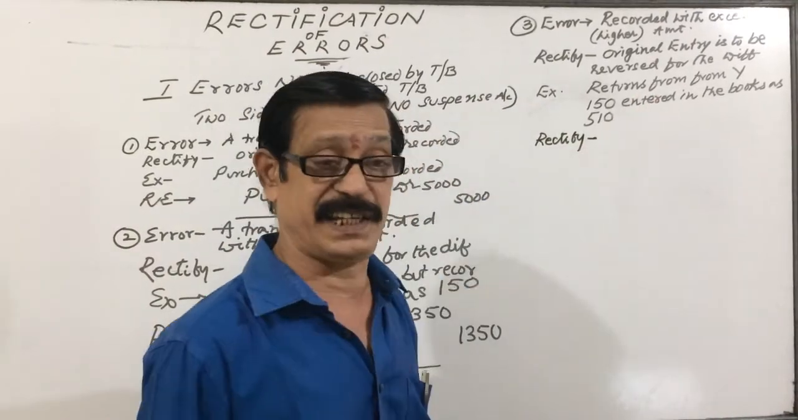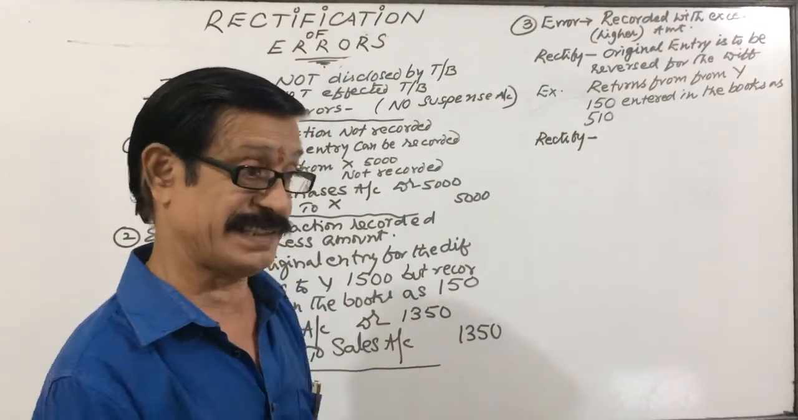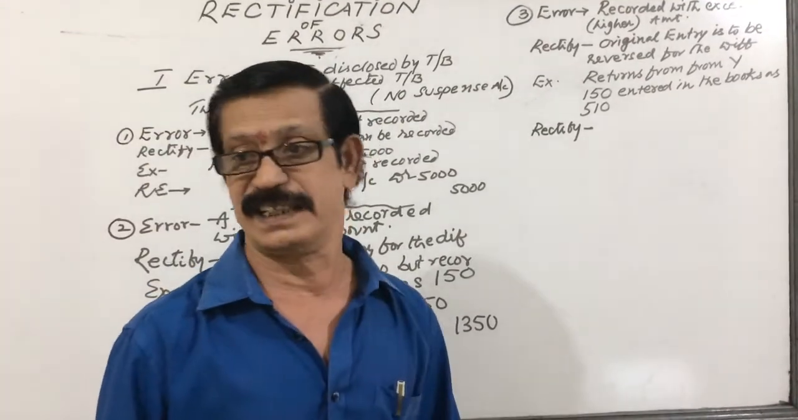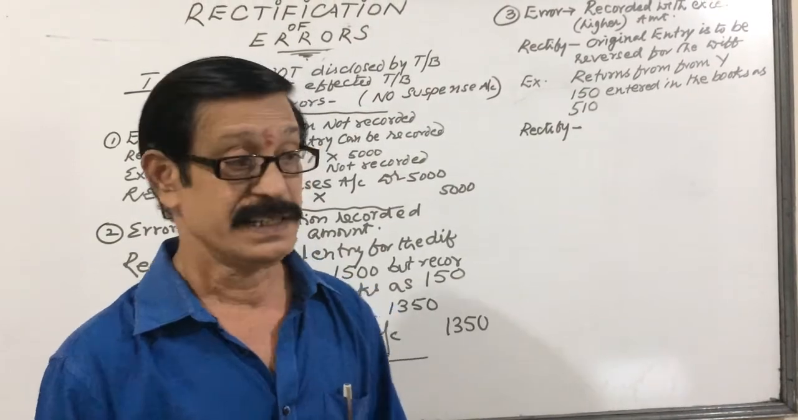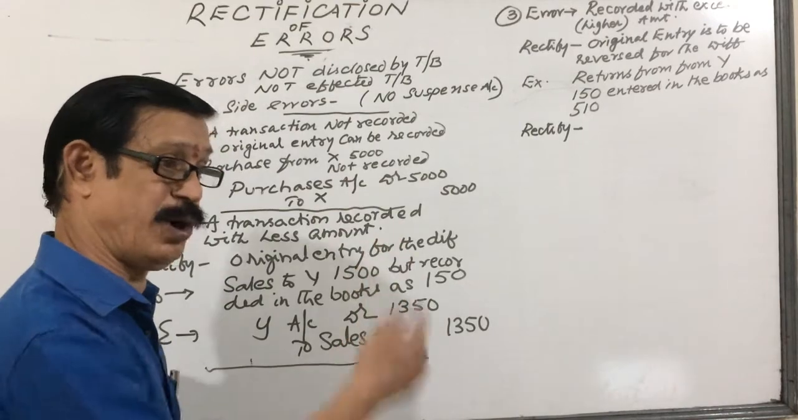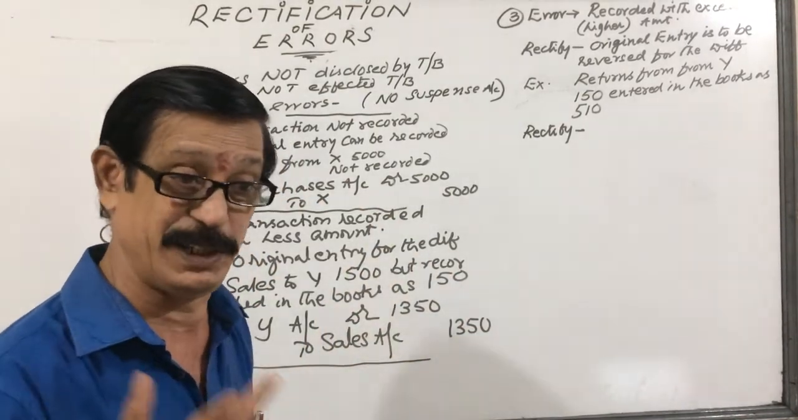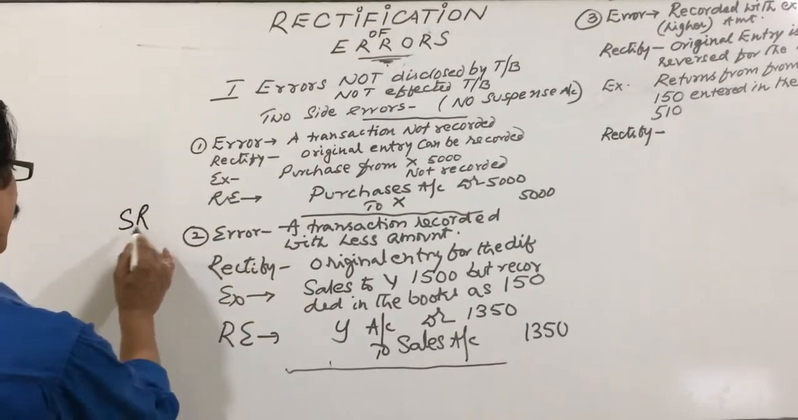What is the original entry when we received returns from Y? Returns are coming. They are sales returns. Previously we sold, and they are coming in. Sales returns are accounted to Y account. But they have taken more, so we have to reverse the original entry. Think of the original entry in your mind, or write it down in rough: Sales returns to Y.